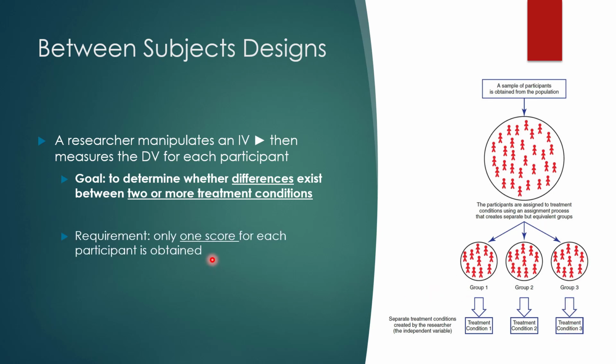So the requirement is that you only have one score for each participant. Now, of course, if you had multiple dependent variables, you might have more than one score. But the idea is that for one dependent variable, you're going to compare the scores across the groups, and you get one score for each participant. And separate groups are used for the different treatment conditions. This is a between subjects design.